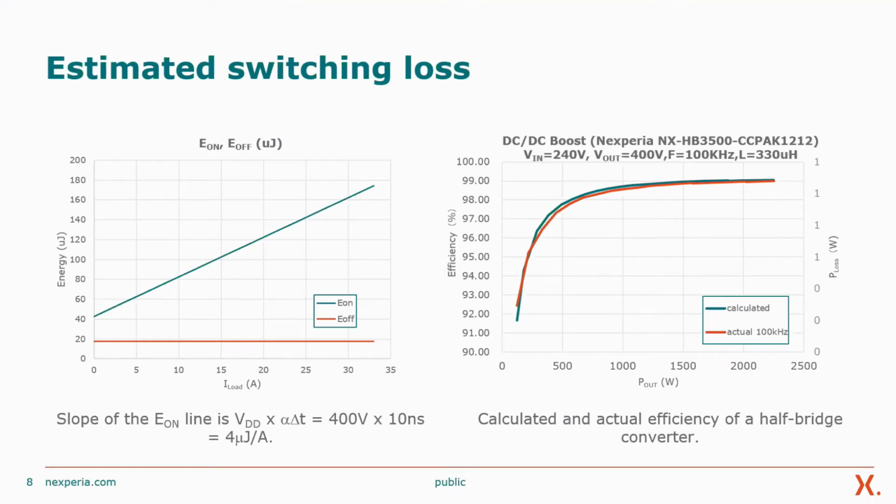Okay, combining those estimates for E on and E off, the chart on the left shows what that will look like versus load current. Okay, the minimum E on is the 42 microjoule number. The line has a slope of 4 microjoules per amp, which comes from the multiplication of 400 volts times 10 nanoseconds, 10 nanoseconds being the typical effective turn-on time that we mentioned. Okay, now we have done double pulse tests where we specifically measure E on and E off, and we very closely match these two curves. So these actually do represent reality.